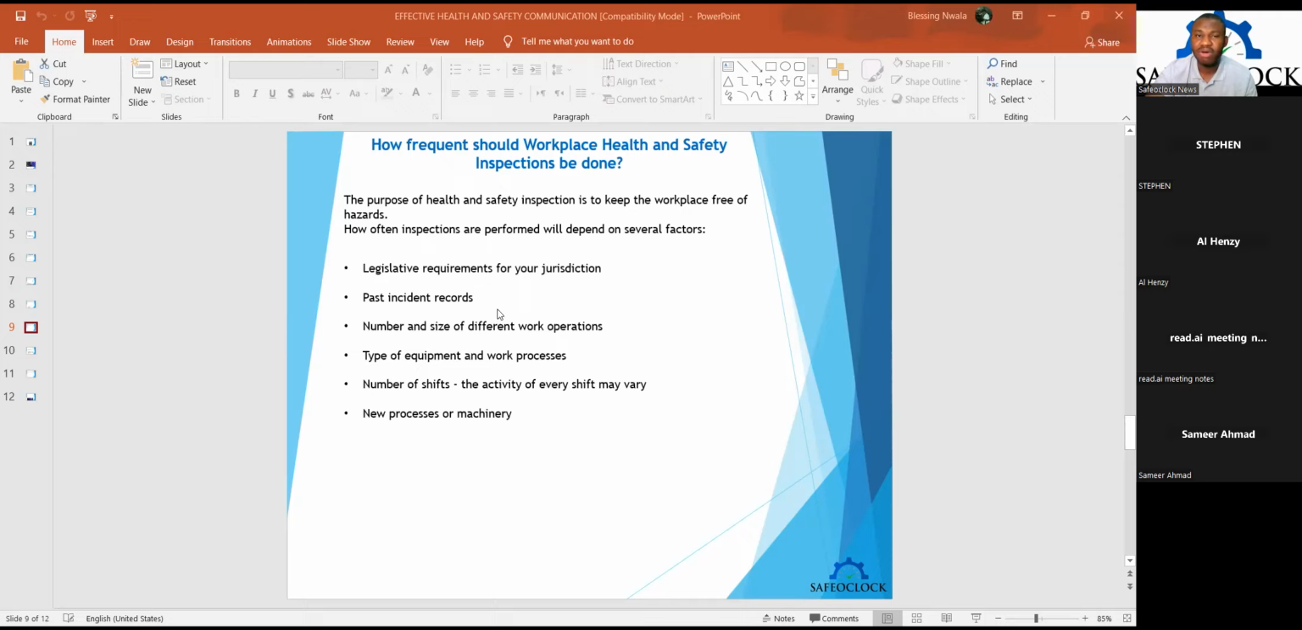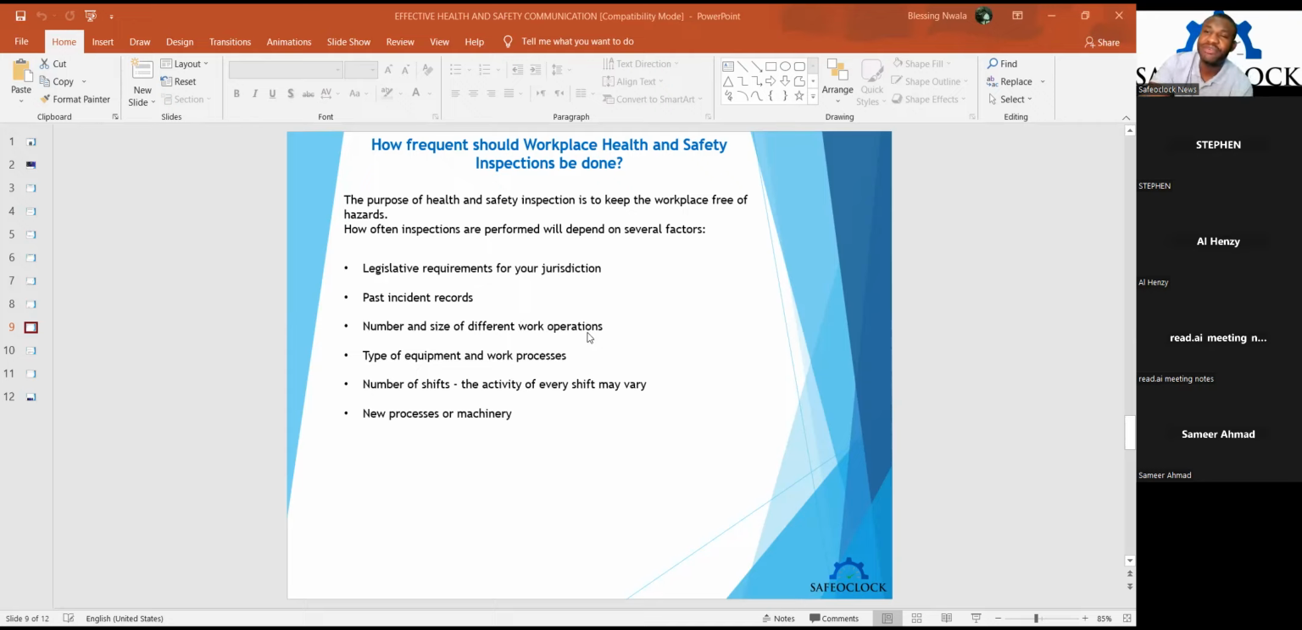Now, another factor is the size of your workplace. If your workplace is so large that you cannot cover everywhere in the same day, you can make a plan to inspect a particular section in one day, the next day you inspect the next section, and on another day the next section. So it depends on the size of your work operations, and that also depends on the type of activity that is ongoing.